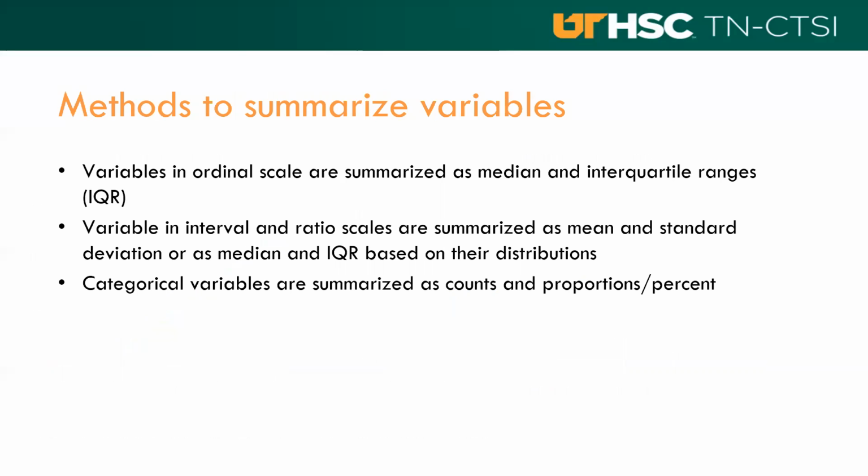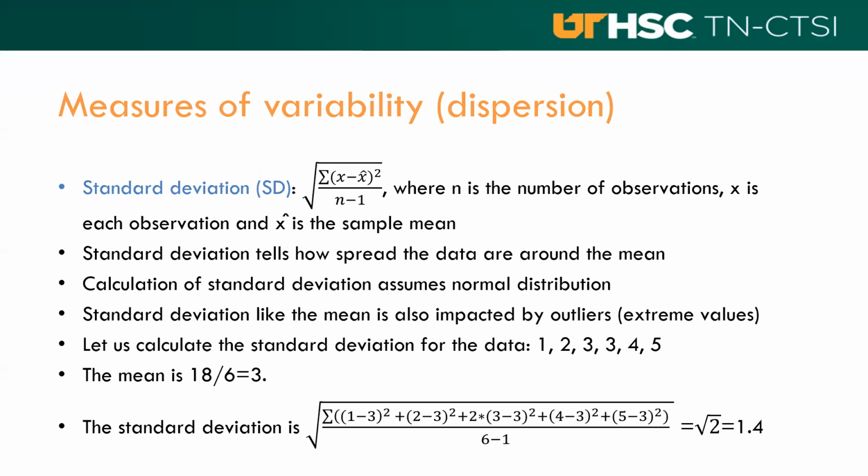So variables on ordinal scale are summarized as median and interquartile range. Variables on ordinal scale, like pain score and other similar scores, are summarized as median and interquartile range. The interquartile range is one measure of data dispersion, or data variability, around the measures of central tendency. Variables on interval and ratio scales are summarized as mean and standard deviation, or as median and interquartile range, based on their distribution. Categorical variables are summarized as counts and proportion or percent, while variables on ordinal scale are summarized as median and interquartile range.